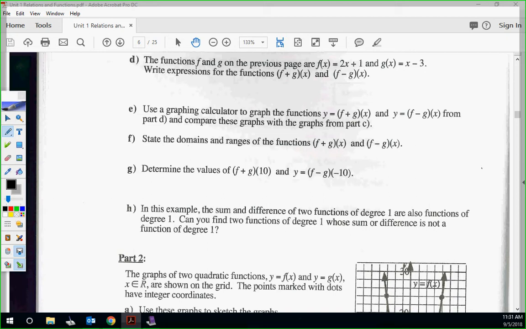So the expression, what is f plus g then? So then we're going to add, simply, what's 2x plus x? 3x. 1 plus -3, -2. That is what f plus g of x is. That's why if you look at your graph, that one was up 3 over 1. Okay?